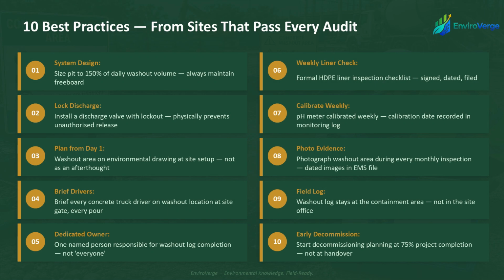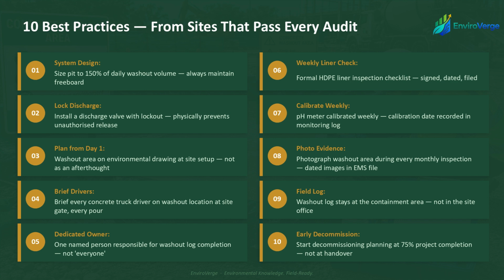10 best practices from sites that consistently pass their environmental audits. 1. Size your containment pit to 150% of your daily washout volume. Always maintain 20% freeboard. 2. Install a lockout discharge valve, a physical barrier that prevents any discharge before a pH test is completed and authorized.